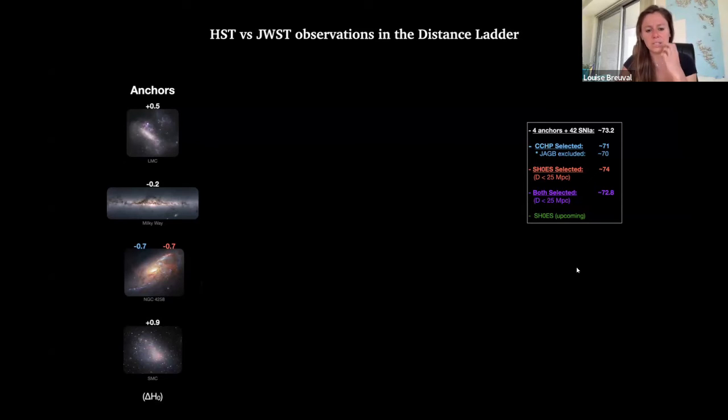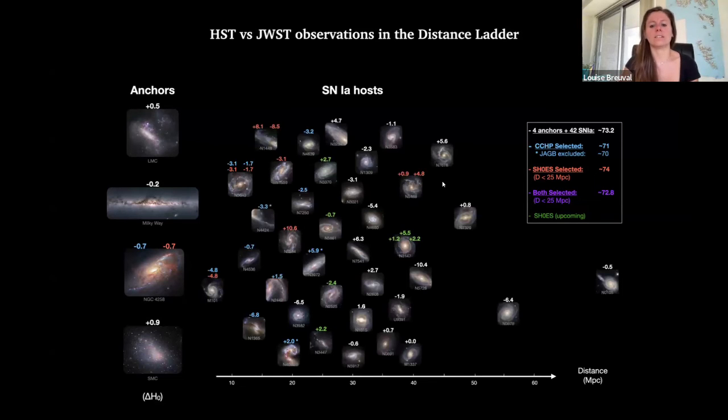So now I'll show you the second rung. So these are all the galaxies, all the supernovae. On the second rung, some of them are still white, so only HST, and some of them have been observed by JWST. You can see them in red and blue. Again, some galaxies have two numbers. That's because they host two or more supernovae. Like this one has 3 supernovae. And again, the numbers are the deviations to the baseline by HST.